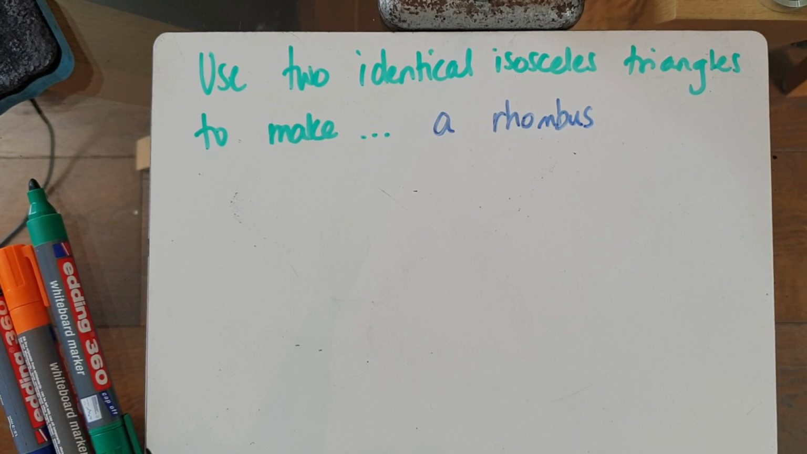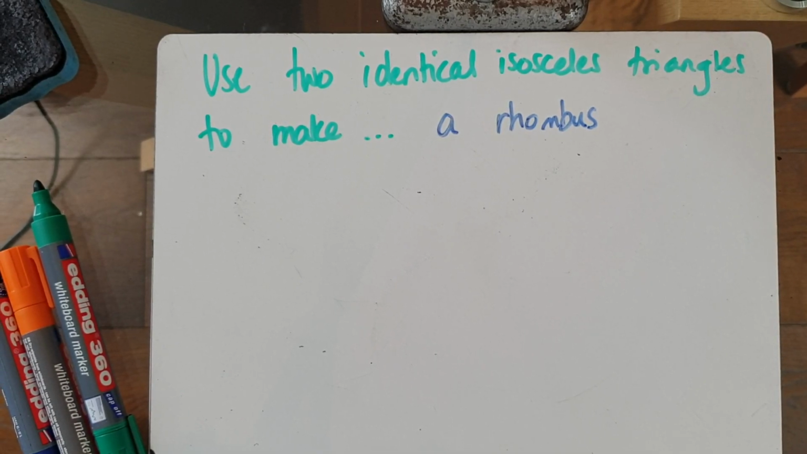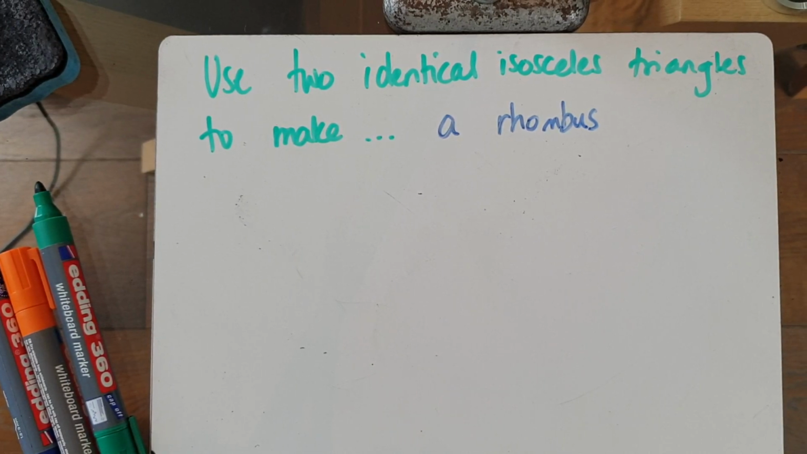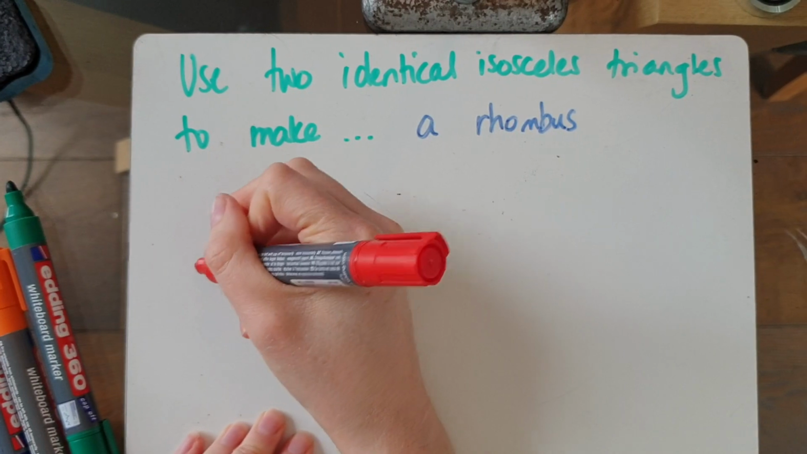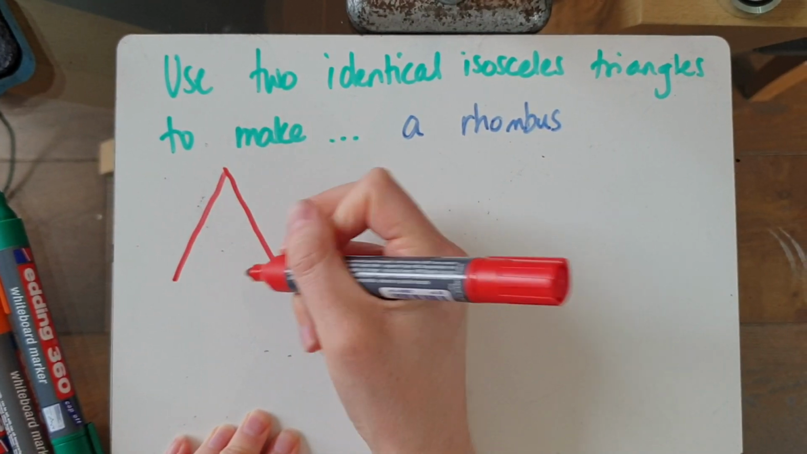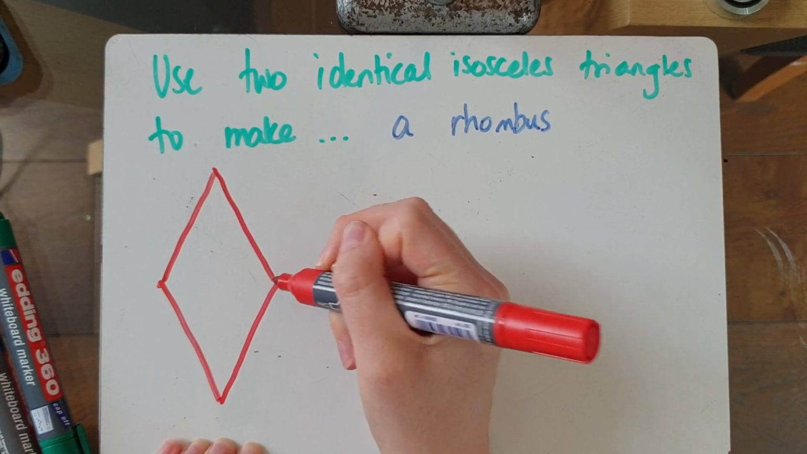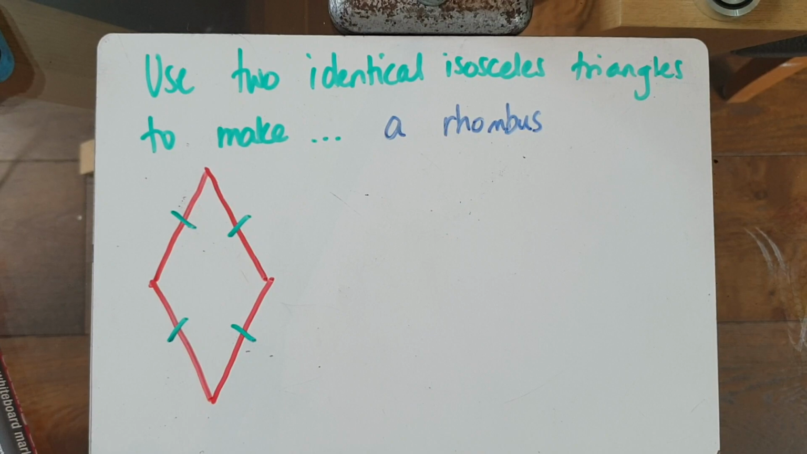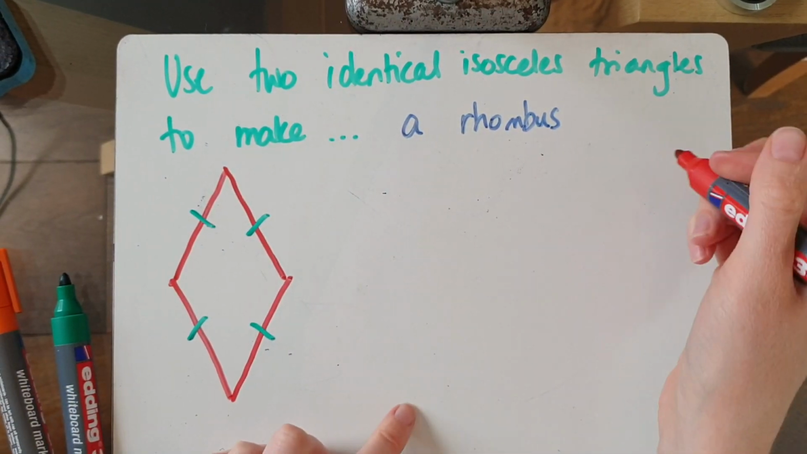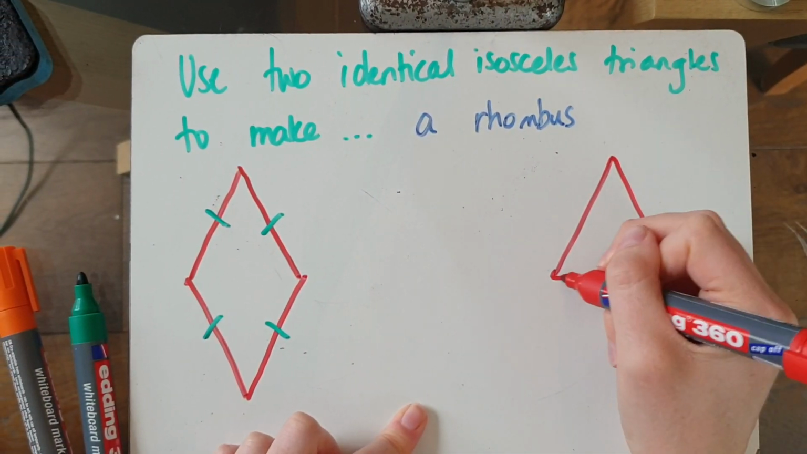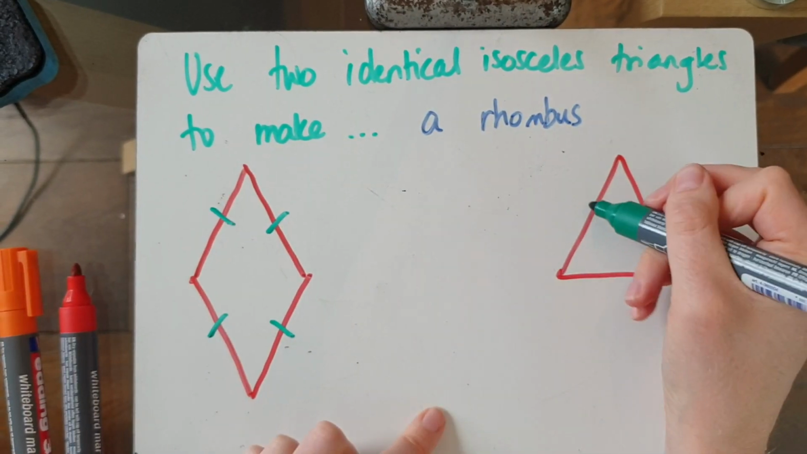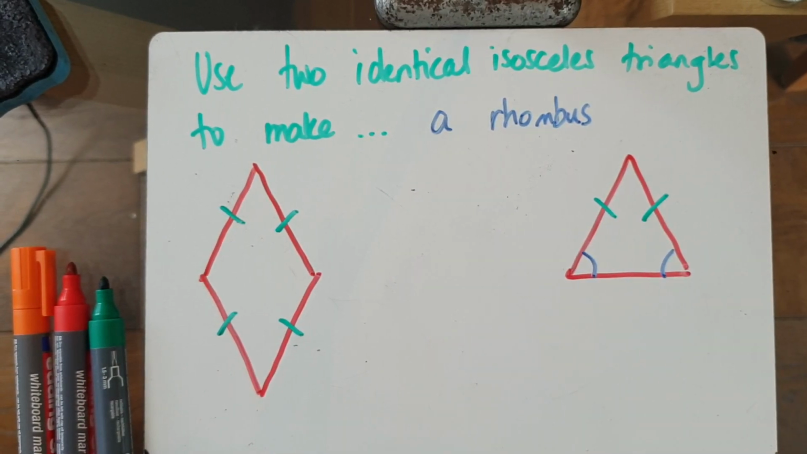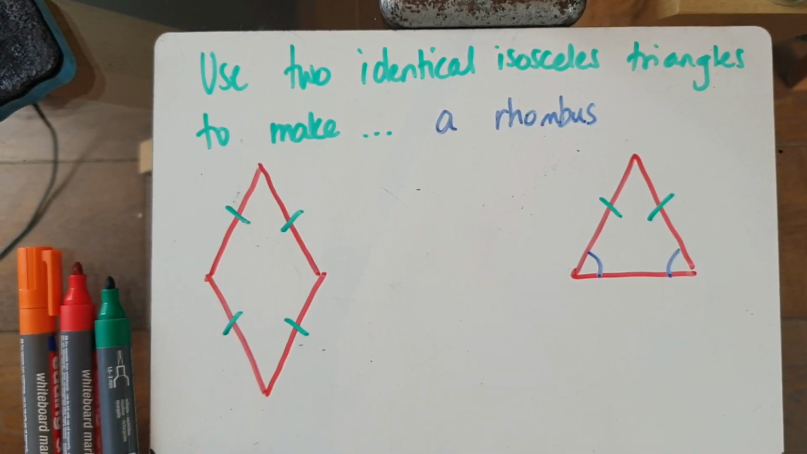So if we look back at what we wrote down about a rhombus, it has two pairs of equal angles, it has four equal sides, it has two pairs of parallel sides. So a rhombus looked like this. And it needs to have that these sides are the same. If we take an isosceles triangle, these two sides are the same and these two angles are the same. So how can we use this to make this?